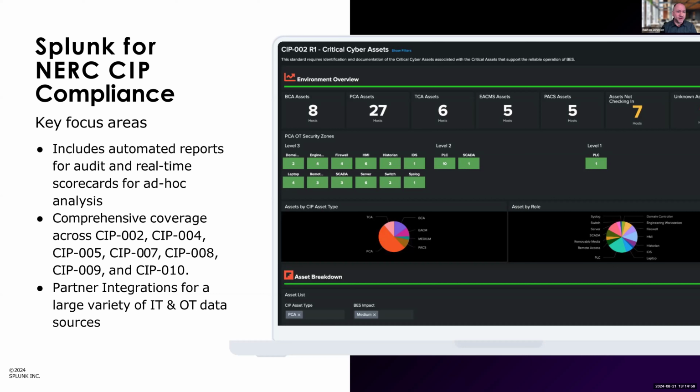And then, more recently, with CIP-015 and INSM, looking at network anomaly detection and user behavior analytics, all areas where Splunk would directly apply. But then the second conversation would be, how do you prove compliance? So we put together a pretty comprehensive number of real-time scorecards, dashboards and reports. That data is already in Splunk. It's just a matter of filtering and formatting it to help with audit and compliance activities. So that's the second conversation.